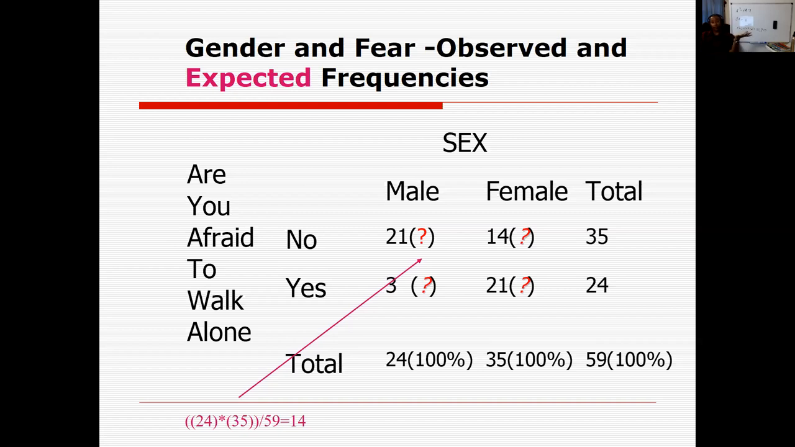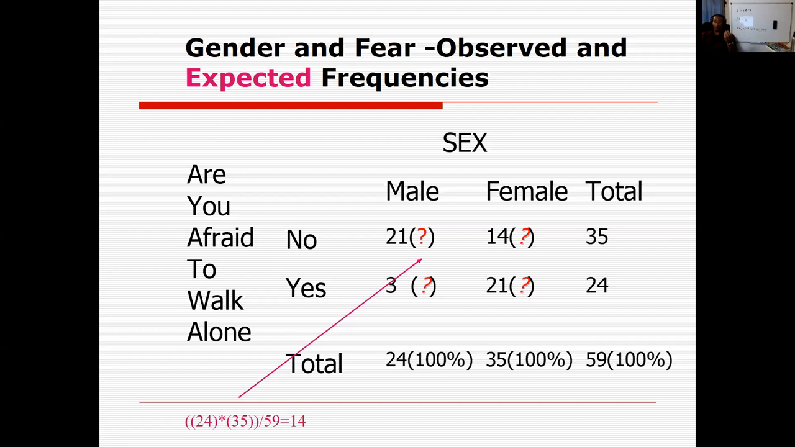Okay. And again, if we can reject at the 0.001 alpha level, what we're saying is that if we were to have taken 1,000 random samples from a population where sex has no influence on fear of walking alone at night, only 1 out of those 1,000 samples would have observed frequencies that much different from the expected frequencies.